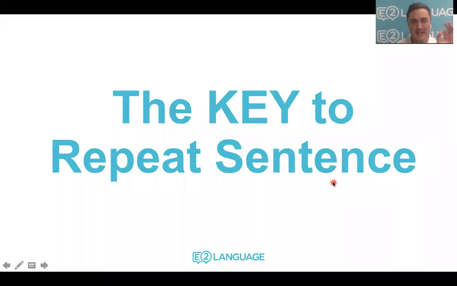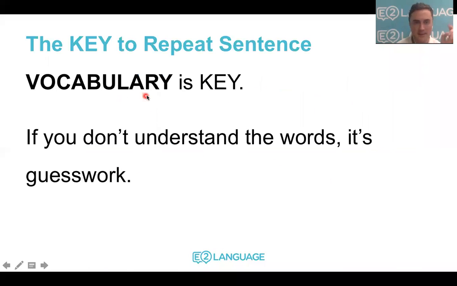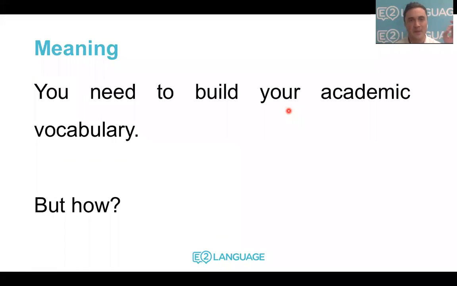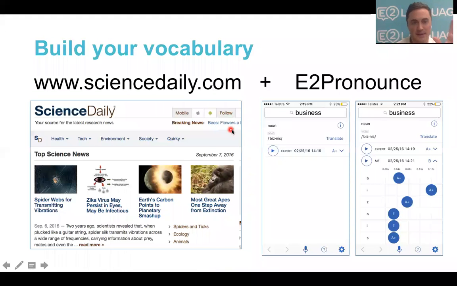The key to repeat sentence is vocabulary. Vocabulary is key. Grammar is important, but vocabulary is key. If you don't understand the words, it's guesswork, okay? You need to build your academic vocabulary. If you need this word list, this is a PTE collocation word list, email hello@e2language.com and we will send you one. You need to build your academic vocabulary, but how? I suggest reading articles from sciencedaily.com along with using the app E2 Pronounce on your phone.